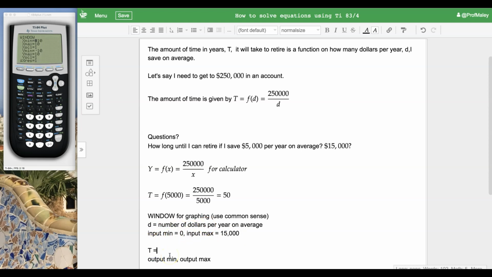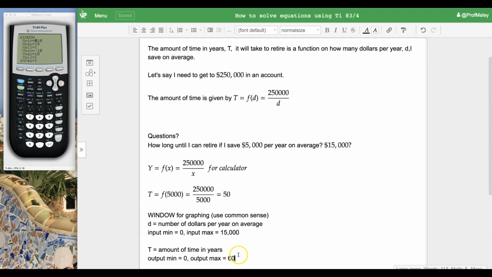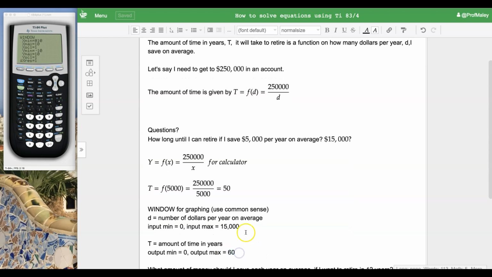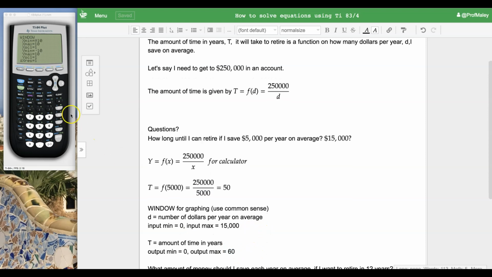And then our output is the amount of time in years. So a good minimum would be maybe 0, and a good max might be something like 50 or 60 years, right? If you start working when you're 16 and you make it to 76, that's a good rough estimate. And again, you can play with this depending on what you're looking for. And so we do that here.